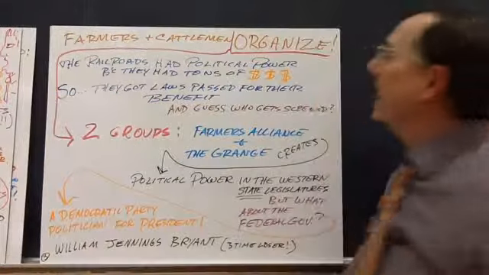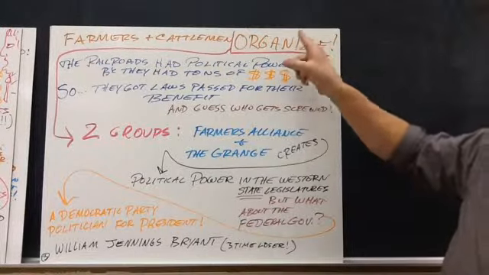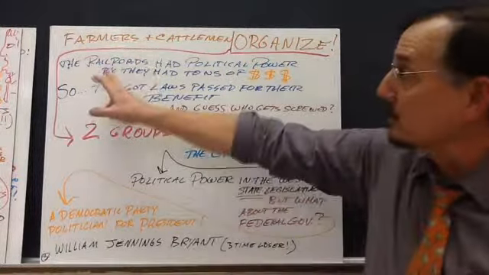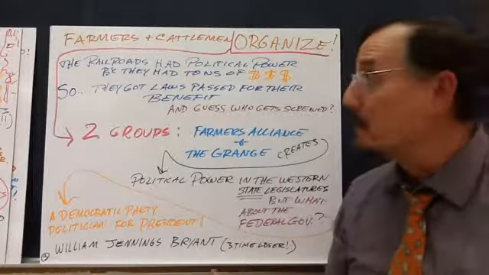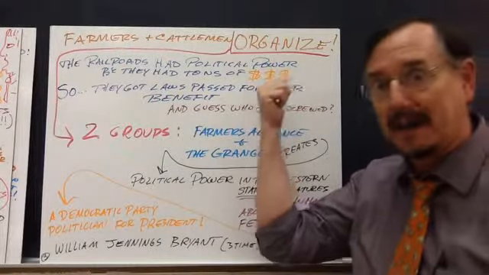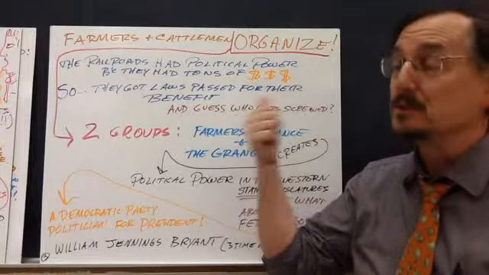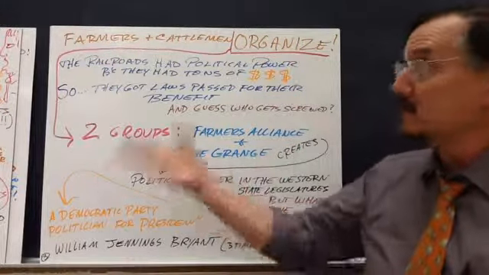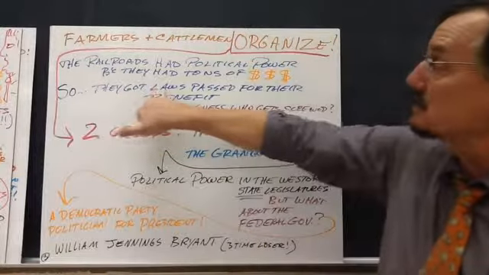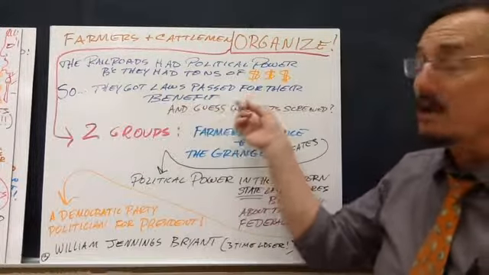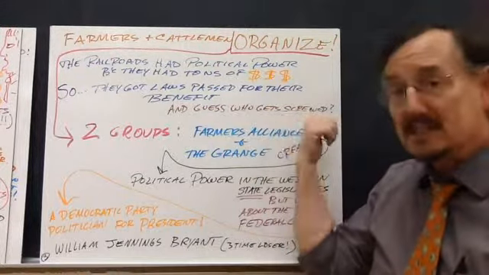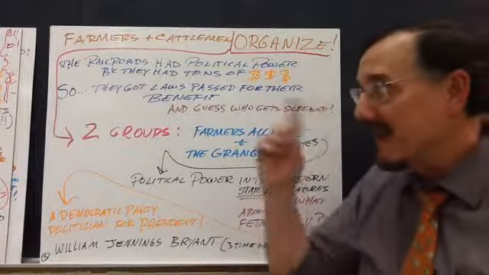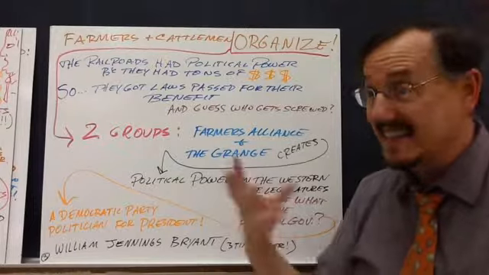The farmers and the cattlemen realized they need to organize. And one reason they needed to organize was against the railroads, because the railroads, they had a lot of political power because they had tons of money. Remember? Last time I told you that railroads make a lot of money, and they got a lot of money, so they spread it around. In other words, they get some laws passed for their benefit. And guess who gets screwed? The farmers do, because they don't have any political power, but now they decide to organize to get some political power.